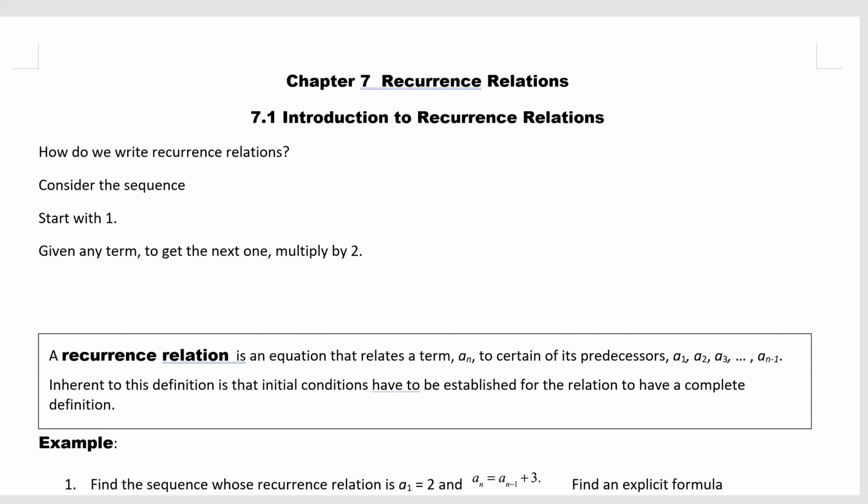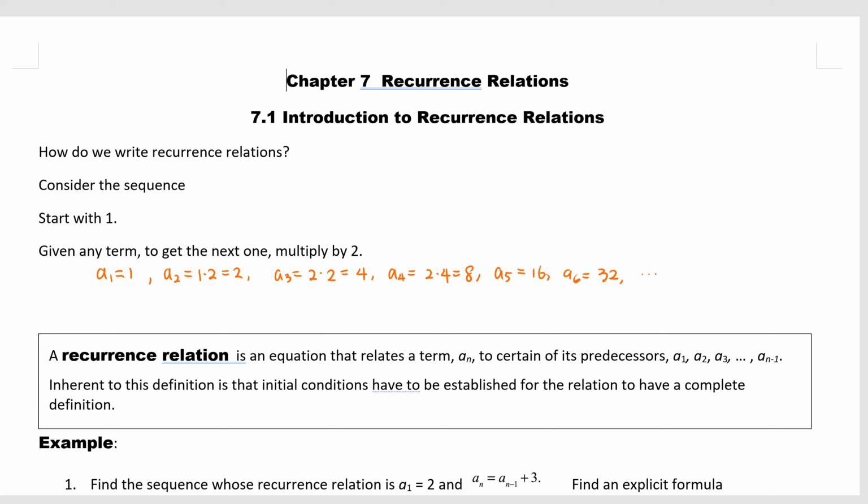So first, let's consider the sequence. We start with 1, and given any term, to get the next one we multiply by 2. So we can have a1 equals 1, and then a2, we multiply the first term by 2, so we get 2, and then a3, we multiply the previous term by 2, we get 4, and then a4 is 2 times 4, we get 8, and so on. We can get a5 is 16 and a6 is 32.